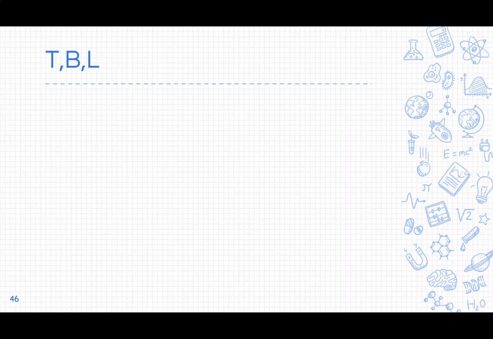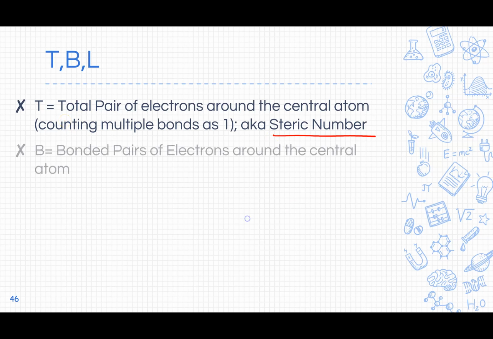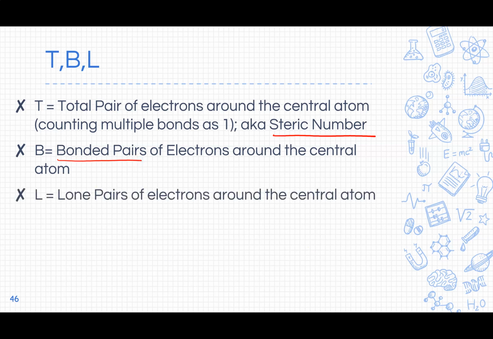Okay, so to use that chart, I use a method that I call TBL. T stands for total pairs of electrons around the central atom, counting the multiple bonds as one. Technically, this is the steric number. The reason I don't call it SBL is because when I teach it in my regular class, I don't actually introduce the term steric number, so I just always call it total pairs of electrons around the central atom. The B is the bonded pairs, and the L is the lone pairs. Please note, we will only look at the central atom. That's going to be really important to see.